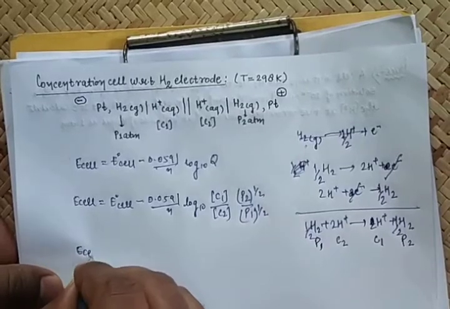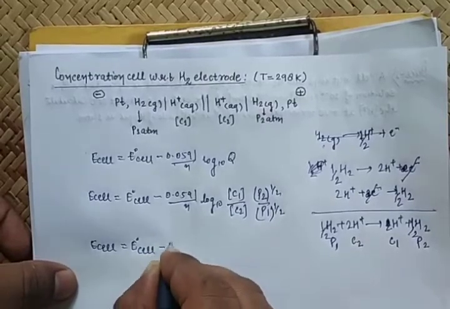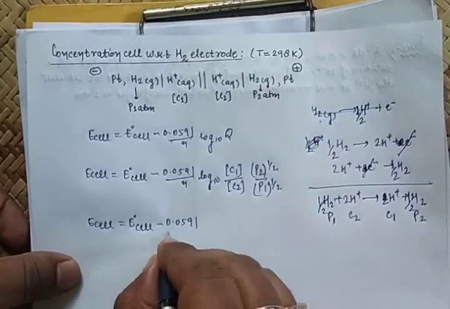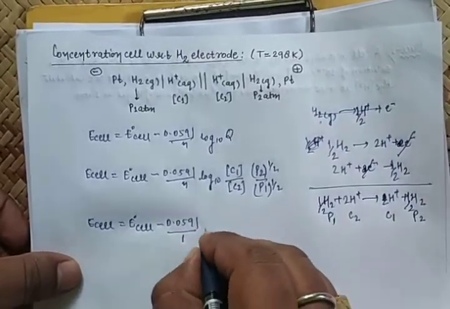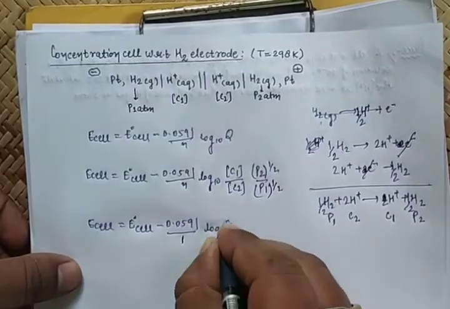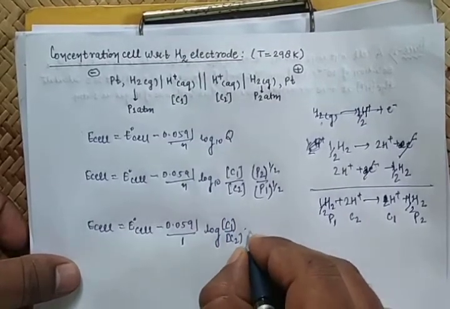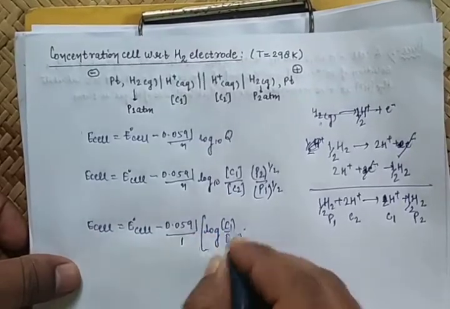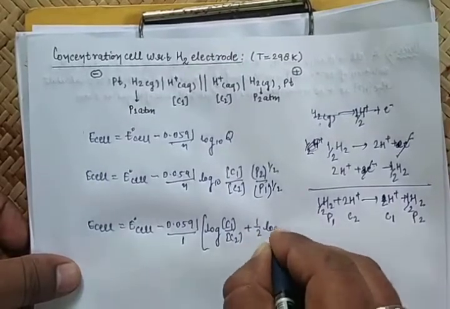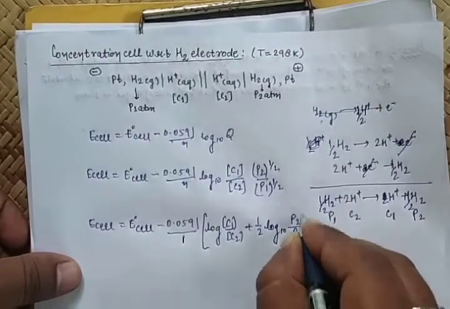Now E cell is equal to E naught cell minus 0.0591. Now the number of electrons is 1. Now log of C1 concentration divided by C2 concentration, and for the half term you convert by multiplying, so plus half log of base 10 P2 divided by P1. Yes, clear?